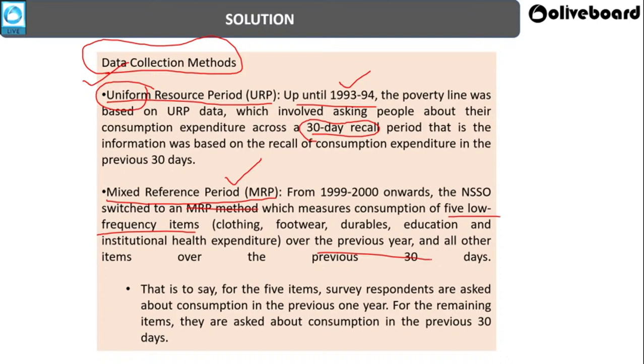So it was categorized into two segments. One segment is low frequency items like clothing, footwear, education, and health expenditure. People were asked to recollect the expenditure that they spent over the past entire year for these low frequency items. And for other items like spending on food and entertainment, all of these were collected for the past 30 days. So it was using two different periods, one is the 1 year period, another is the 30 day period, right? That is why it was called the Mixed Reference Period.